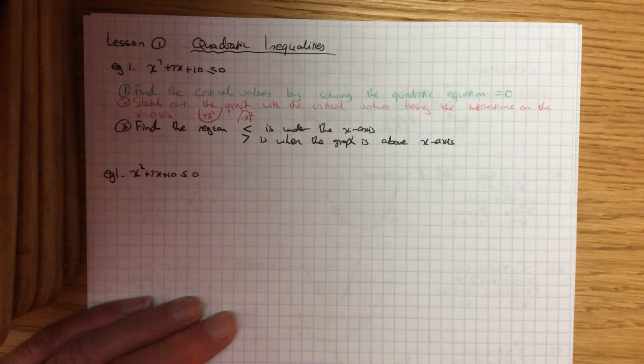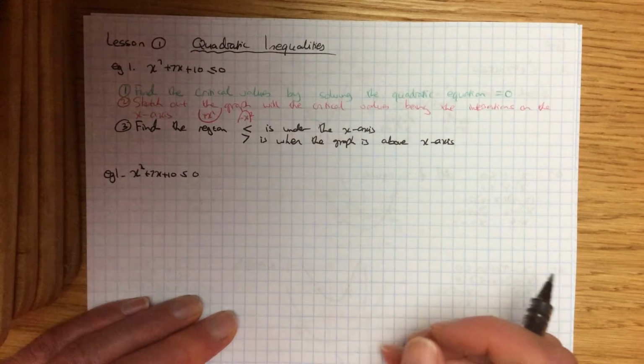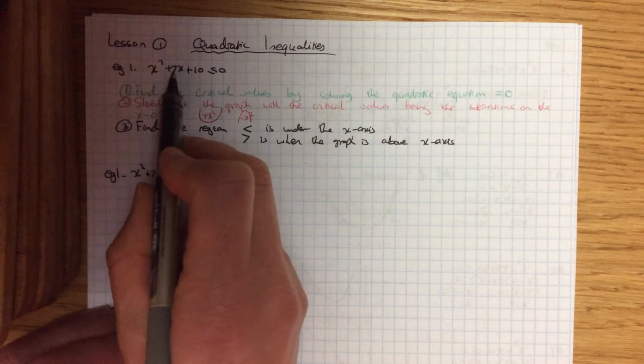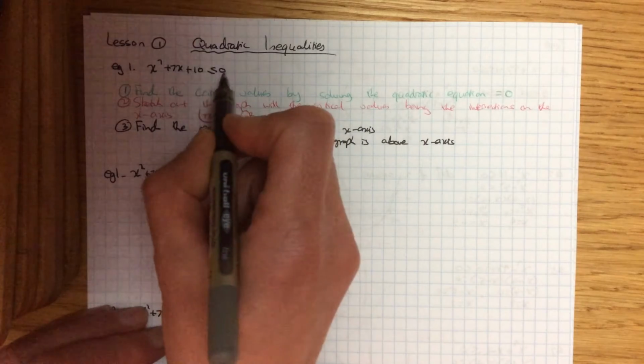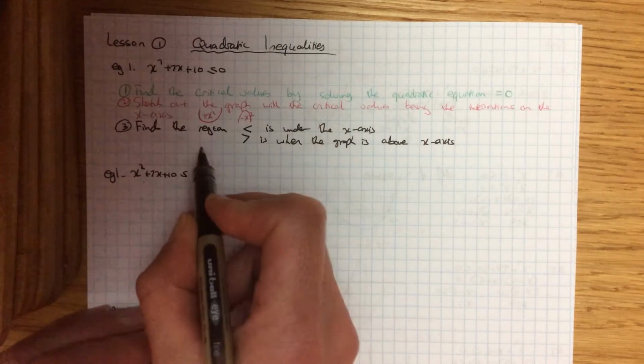Okay, we're going to have a look at quadratic inequalities. I don't think you'll find these hard at all. Basically, if you look here, you've got x squared plus 7x plus 10, which is quadratic. An inequality has got one of these signs, less than or greater than signs.